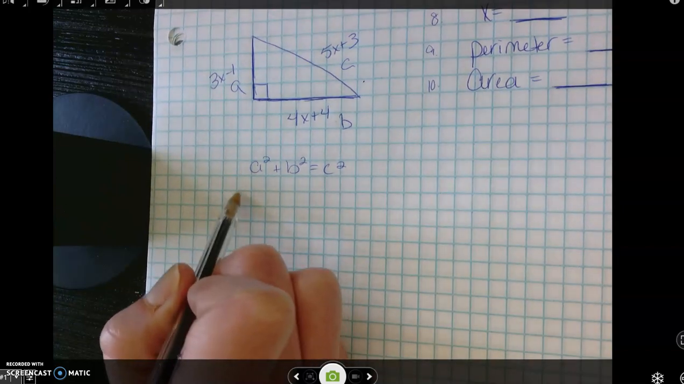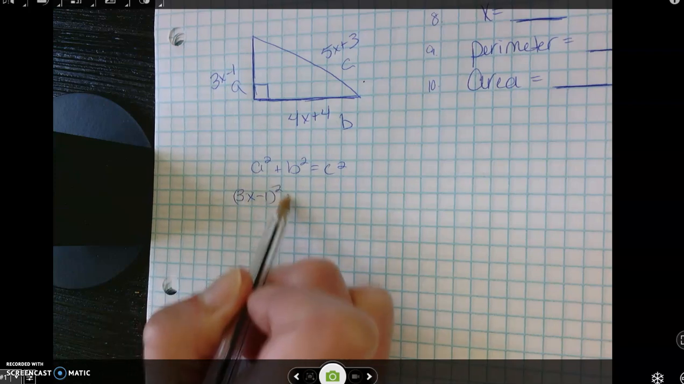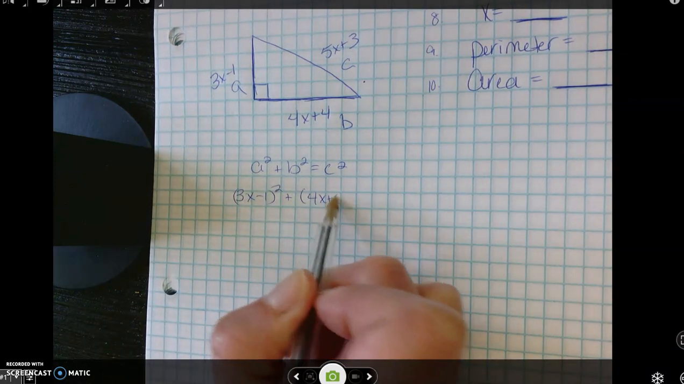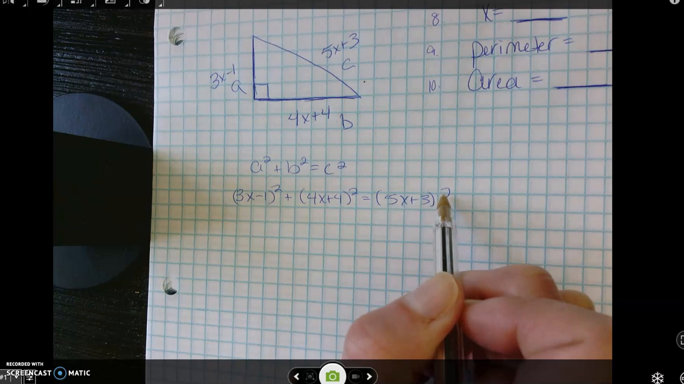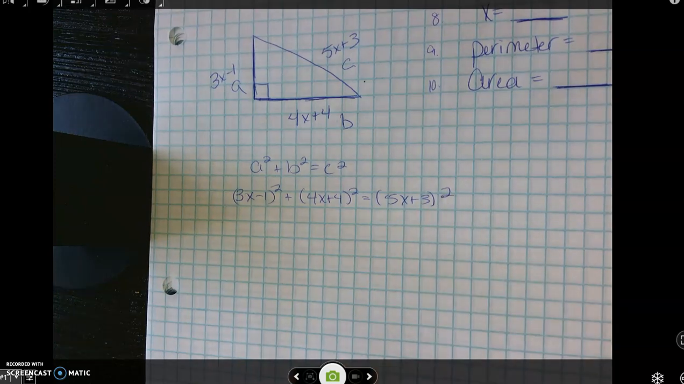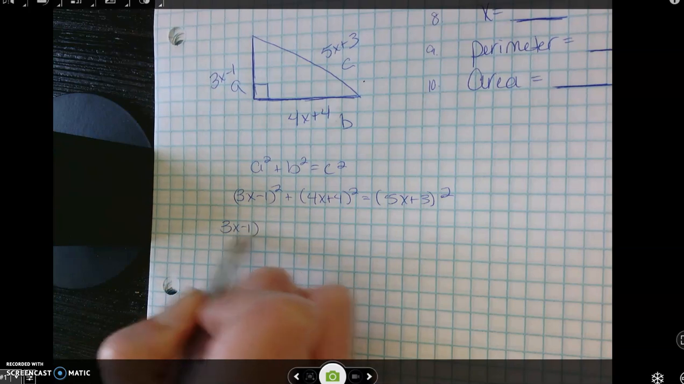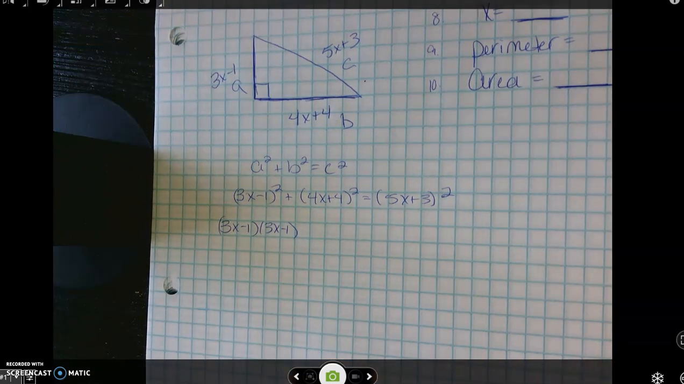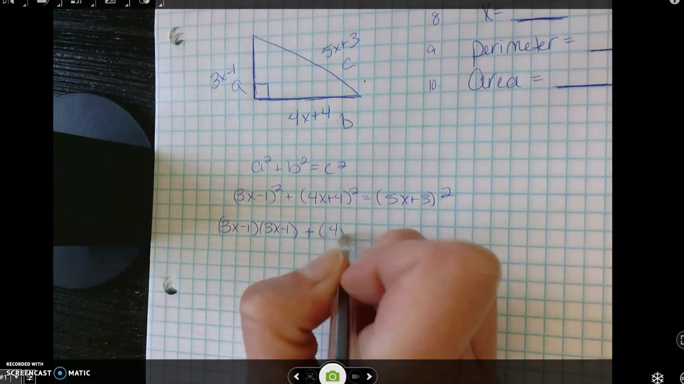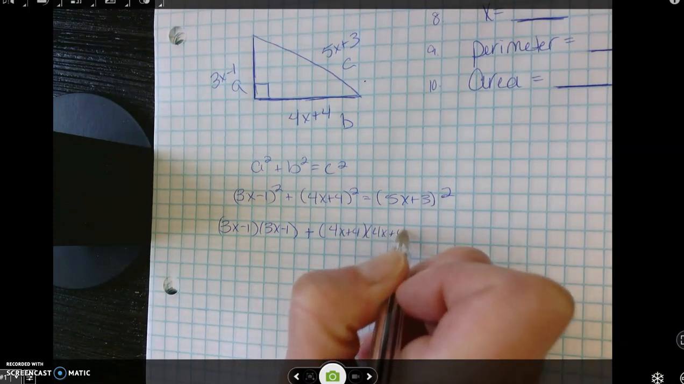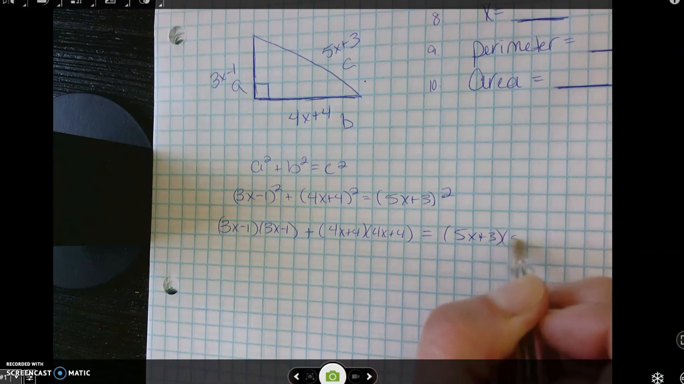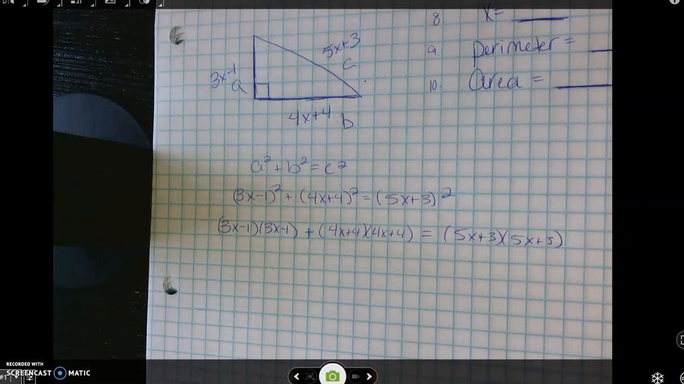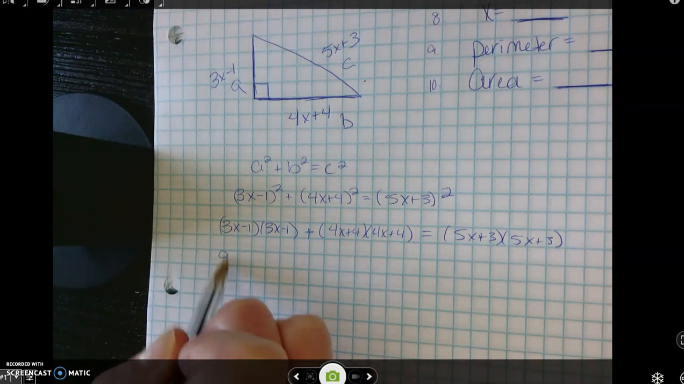So when I plug in my A, my B, and my C, when you go to square those, remember FOIL. So if you're not good at doing FOIL in your head, write it out like I just did. Take your time, make sure you're watching your math and getting the right answers. I'm going to go through this one quickly.